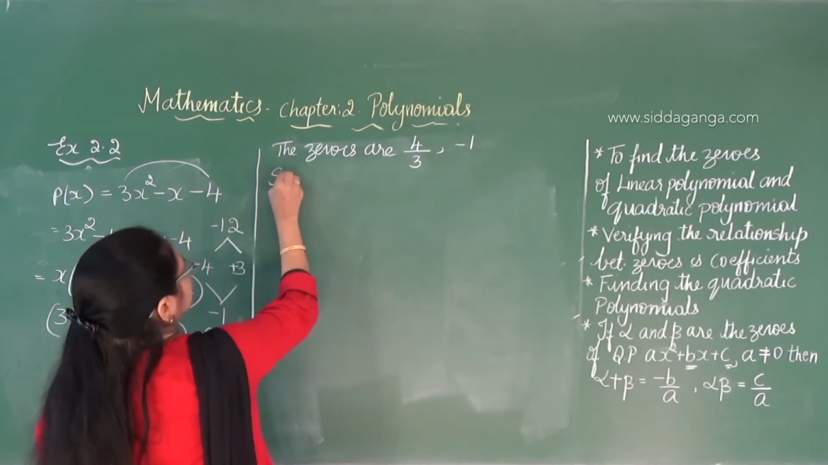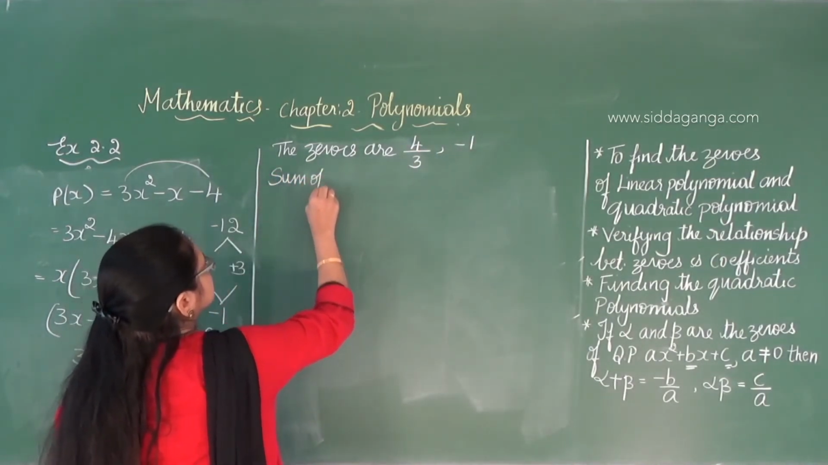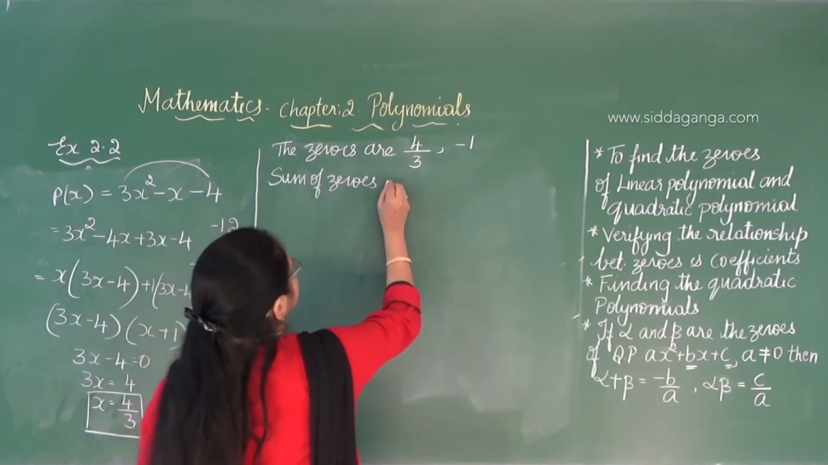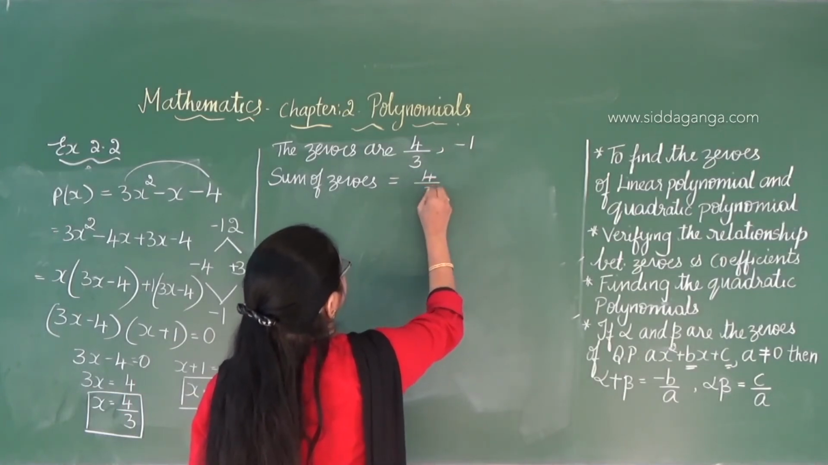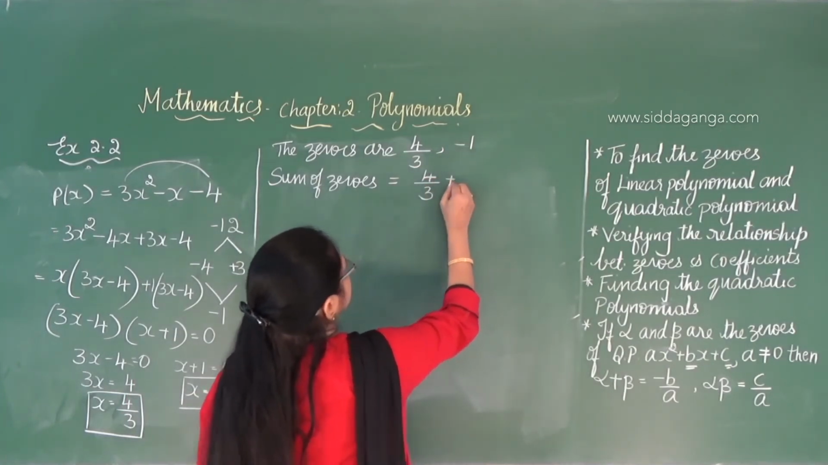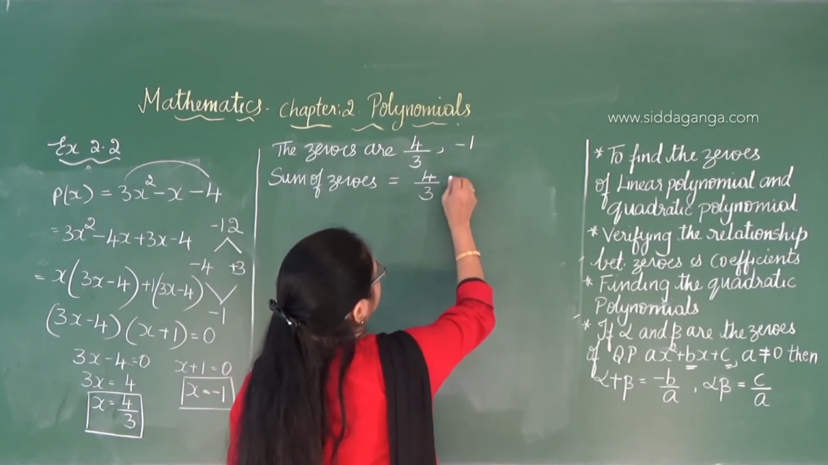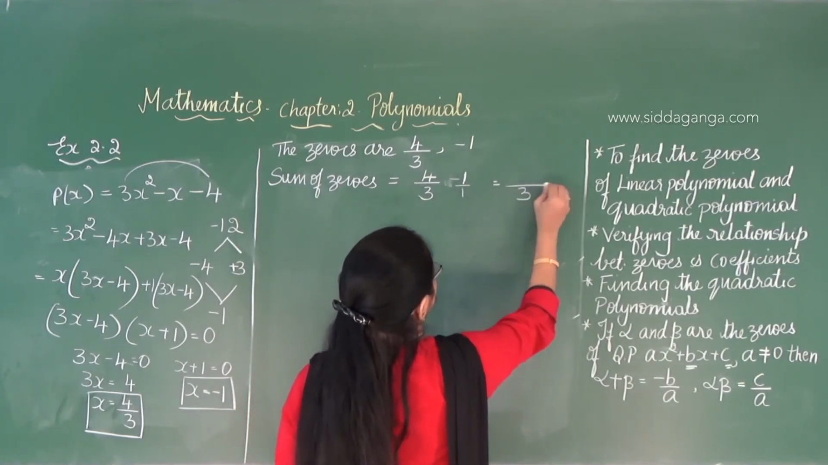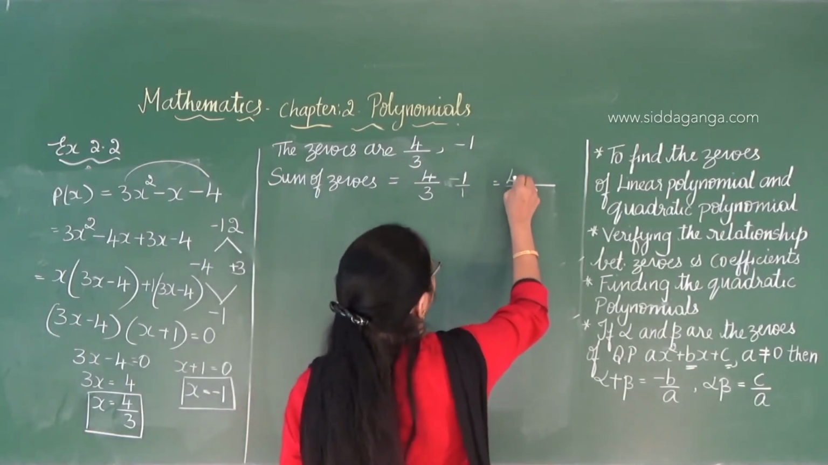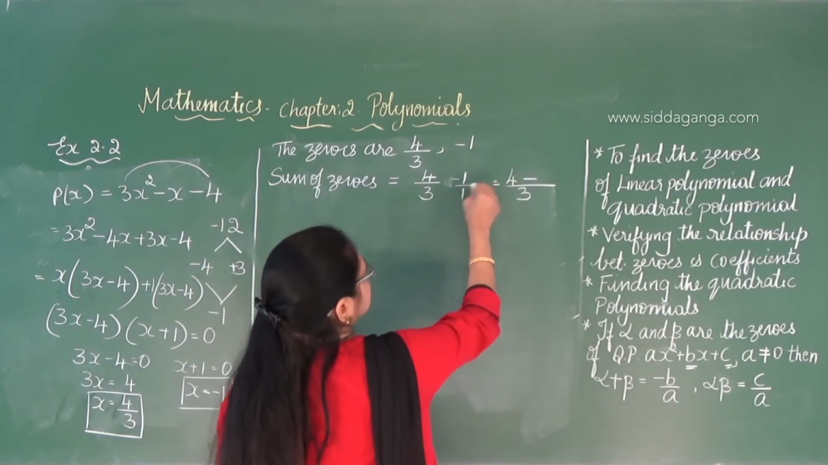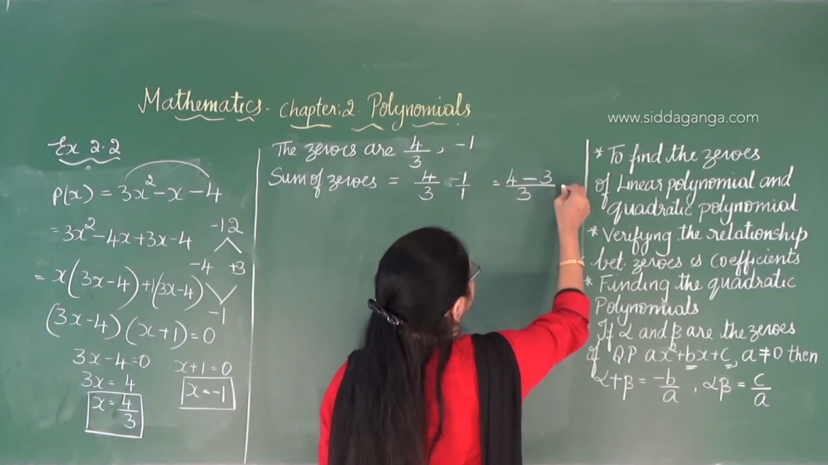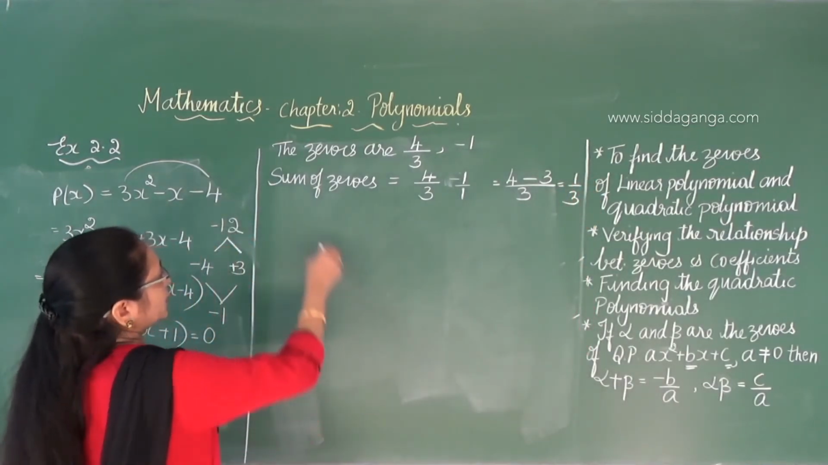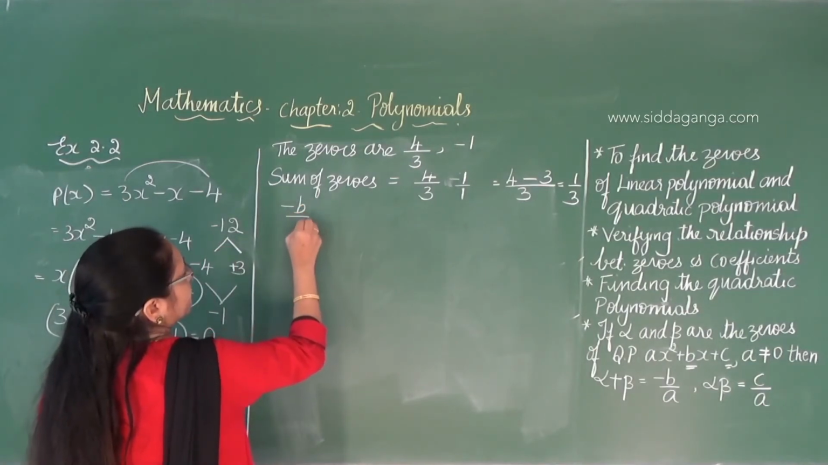Now find out the sum of the zeros. Sum of zeros, 4 by 3 plus minus 1, so I will write minus 1. So what is the LCM? LCM is 3, then 4 minus 1 3s are 3, so 3 by 3, 1 by 3. Now find out minus b by a.